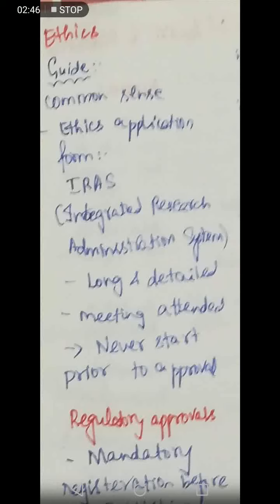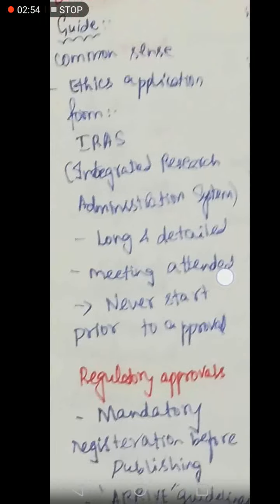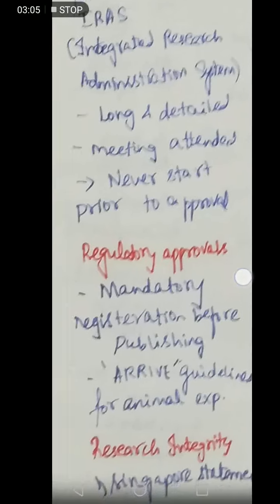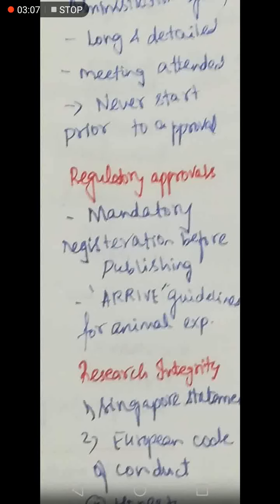The ethics application form has to be filled up and submitted to the concerned authorities, mostly the educational institutions themselves. IRAS is nothing but the Integrated Research Administration System, which circulates the application form for ethical clearance. Long and detailed meetings have to be attended, and long and detailed forms have to be filled.